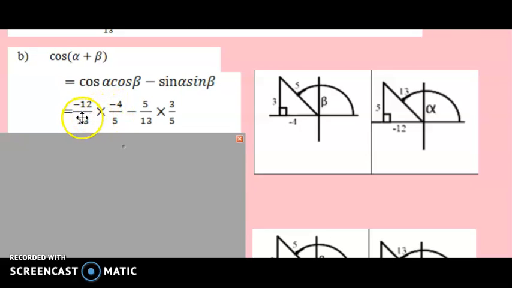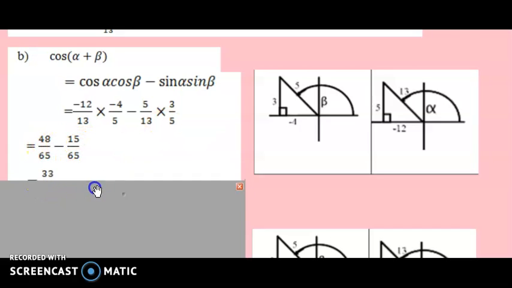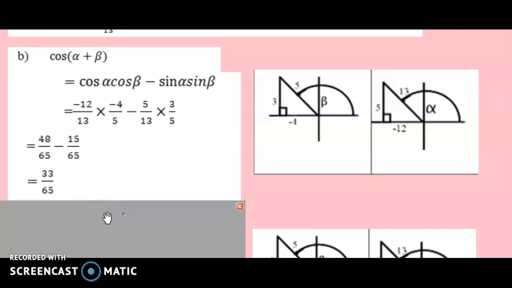Negative times a negative will give me a positive, so 12 over 13, and 4 over 5 must be multiplied. 13 multiplied by 5 is 65. So at the back, I've got 5 over 13 multiplied with 3 over 5. 5 times 3, 15. 13 times 5, 65. The difference between 48 and 15 is 33 over 65. Then I've answered my question.